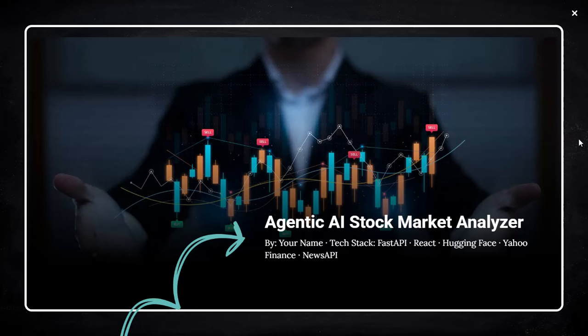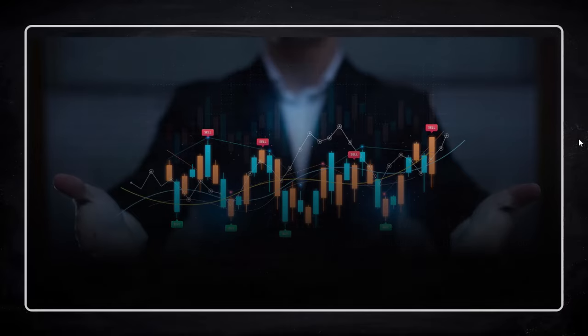So hello everyone, this project is about an Agentic AI stock market analyzer. The tech stack we are using is FastAPI, React, Hugging Face, Yahoo Finance and News API.